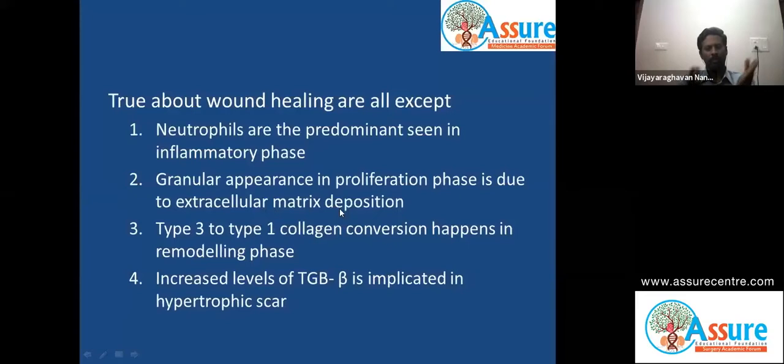What one thing we should know is what are the cells which are predominant in each phase of the wound? What are the growth factors which are predominant in each phase of the wound? What are the physiological activities which are happening in each phase of the wound? Once we analyze and see in that kind of view, we will be able to answer all the questions.